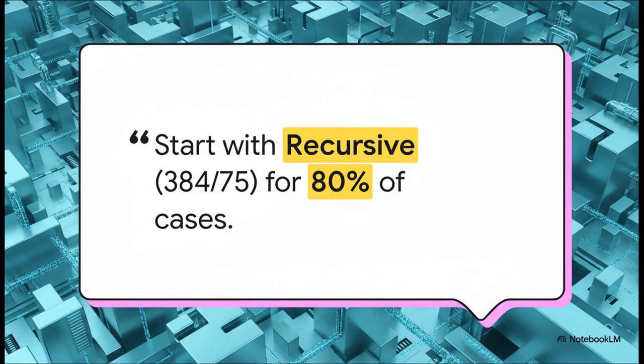So, after all that, what's the one big takeaway? What's the golden rule? It's this. For probably 80% of what you'll ever do, you should just start with Level 2, recursive chunking. It really hits that sweet spot between performance, cost, and simplicity. It's your workhorse, your reliable default.